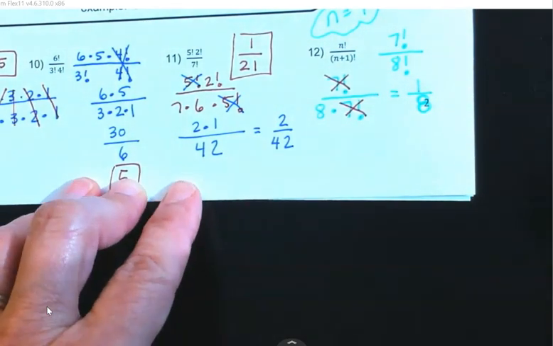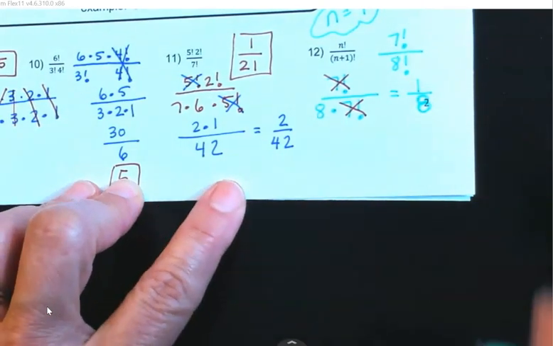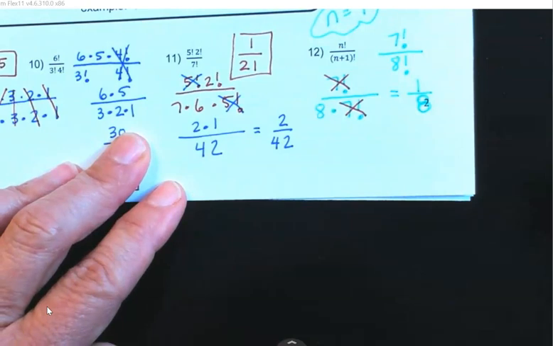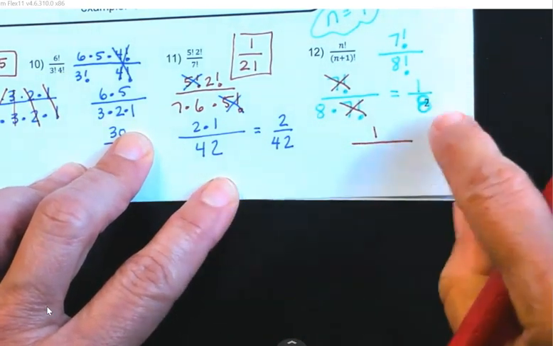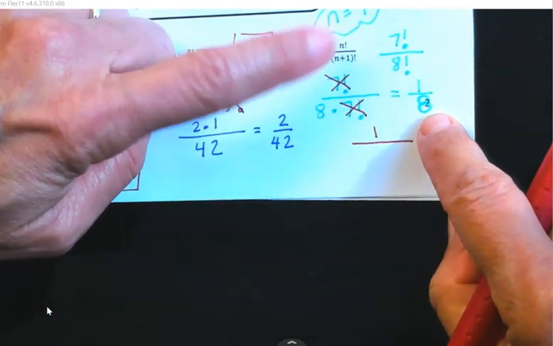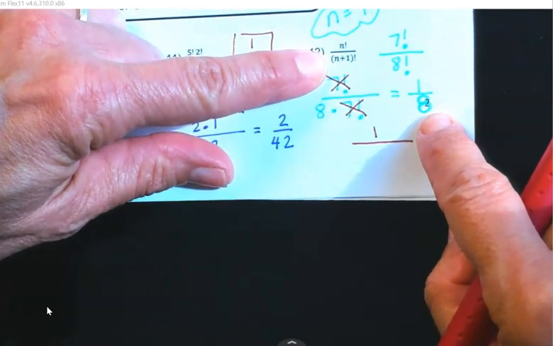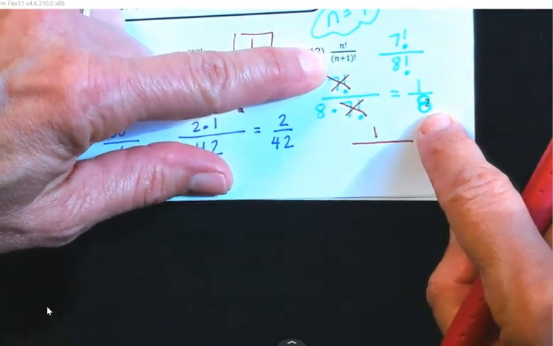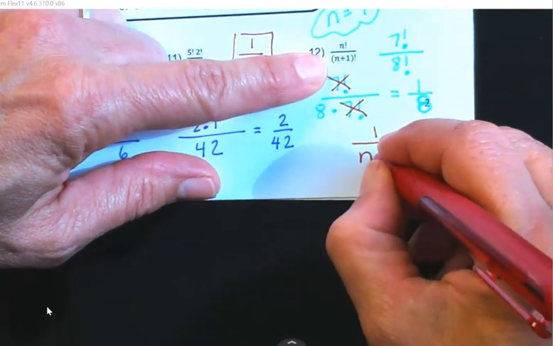But if it was written in terms of n, we have to put it back in terms of n. So the answer is going to be 1 over, how did we get that 8? We got that 8 from n plus 1. We let n be 7, and we got the 8 because we did n plus 1. So 8 is n plus 1.